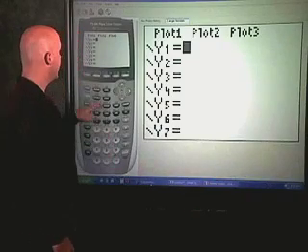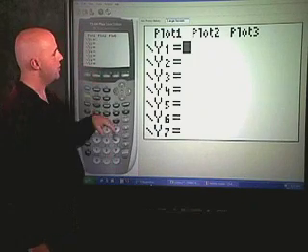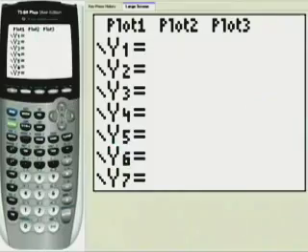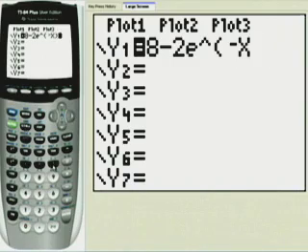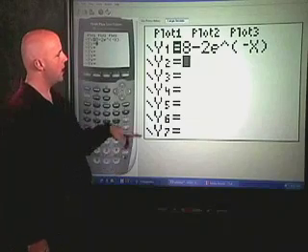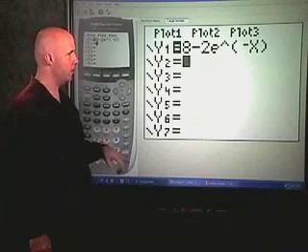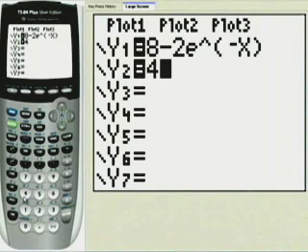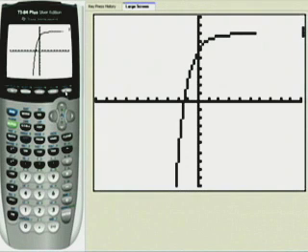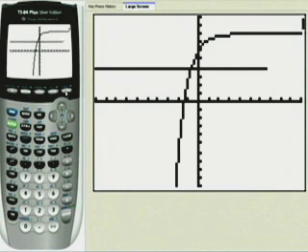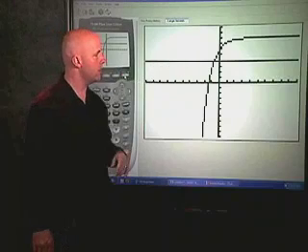Go to our graphing calculator, hit our y equal to button. In y1, we're going to enter that left side, 8 minus 2 e to the negative x, close parentheses. We'll enter, and in y2 we enter the right side of our equation, which was the constant 4. Hit enter. We're going to graph that using our standard viewing window, which is minus 10 to 10 in both directions. See the graph of y1 and the graph of y2.